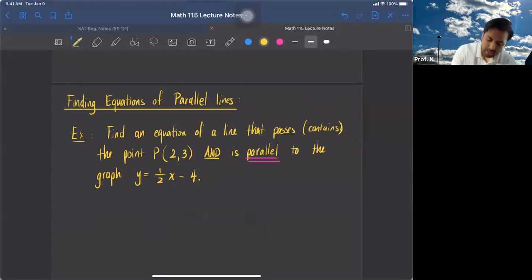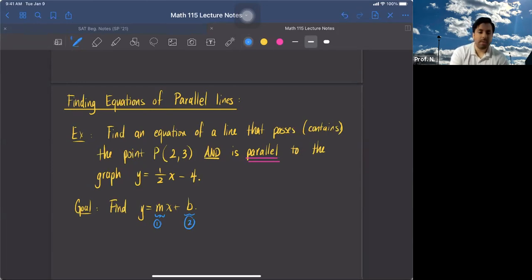So what's the goal here? I want to find y equals mx plus b. That's my goal. So what do I need? I need an m and I need a b. Same thing with every other problem with equations of lines. I'm always looking for the slope and I'm looking for the y-intercept.